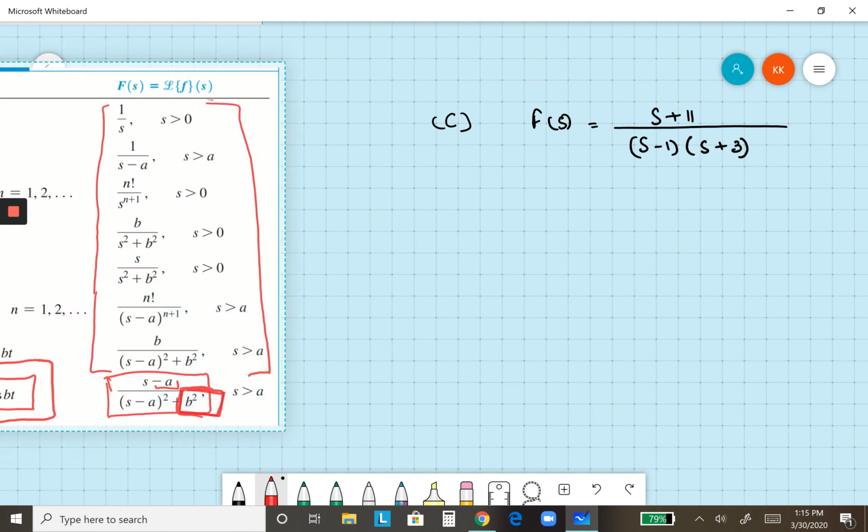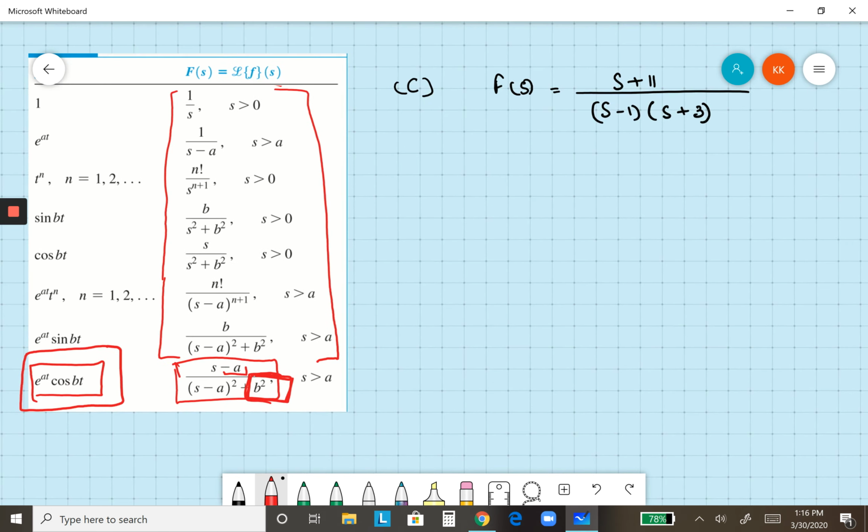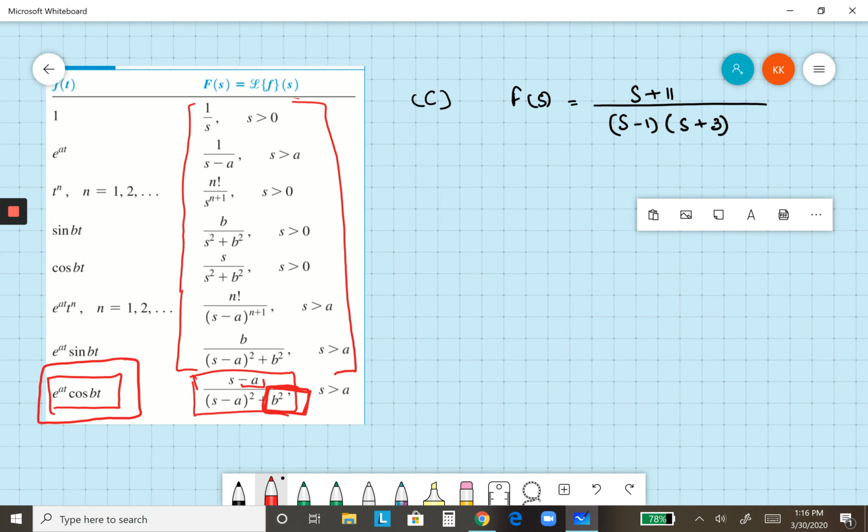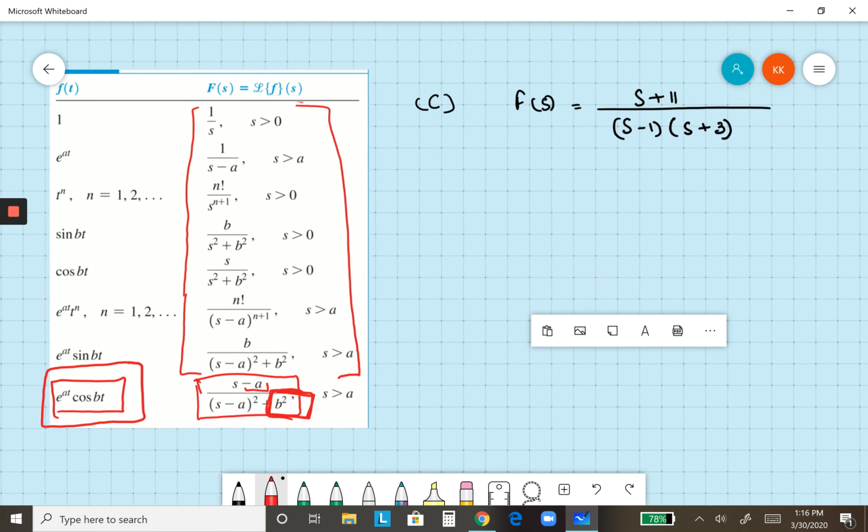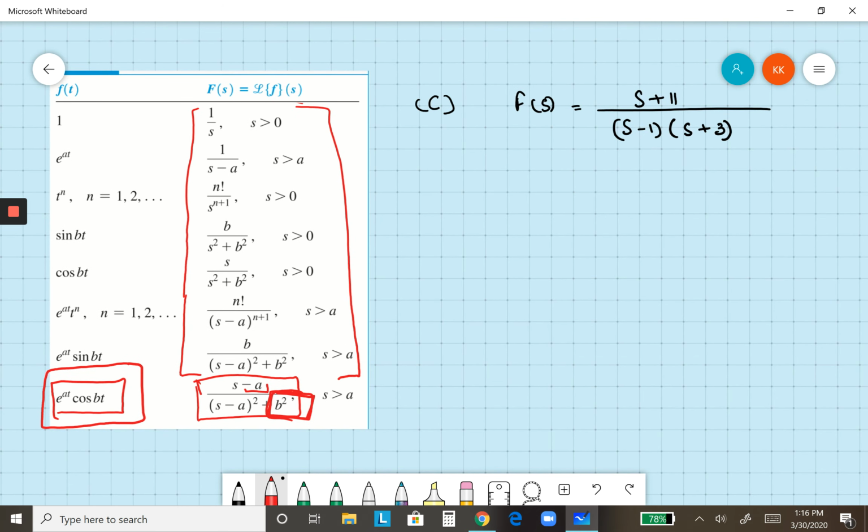So here we have another problem where we can use Laplace to do the inverse transform. So if you're looking at the problem, we know that it has to be something related to the last. So let's do another Laplace transform problem. So in this case, where we have multiple things at the bottom, we have to do the partial fractions.